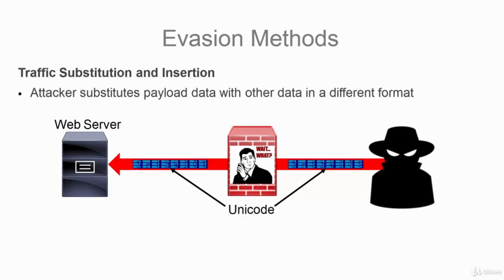Traffic substitution and insertion can also be used to evade security sensors. Traffic substitution and insertion is when data is sent in a different format than expected and can cause an IPS to miss malicious payloads.